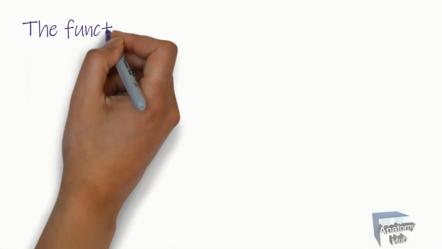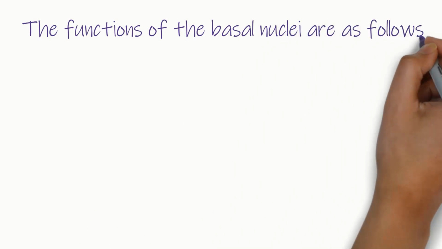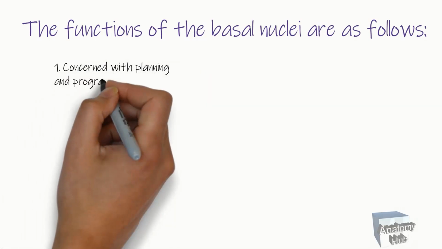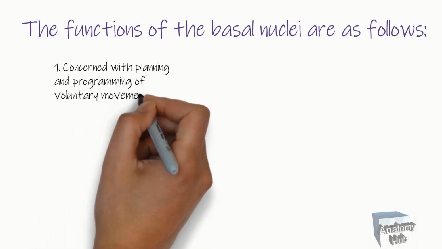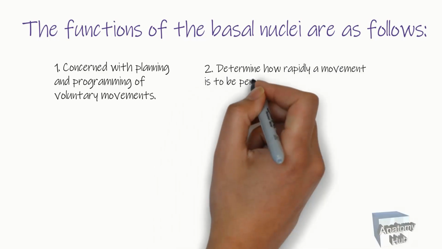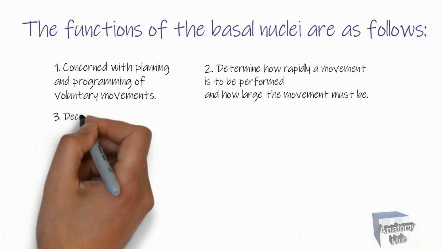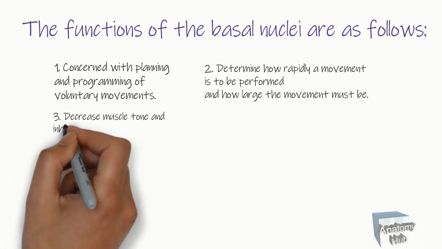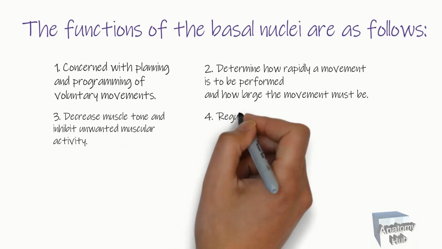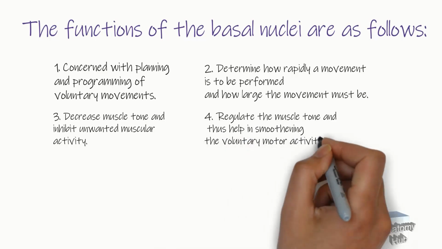The functions of the basal nuclei are as follows. (1) Concerned with planning and programming of voluntary movements. (2) Determine how rapidly a movement is to be performed, and how large the movement must be. (3) Decrease muscle tone and inhibit unwanted muscular activity. (4) Regulate the muscle tone and thus help in smooth handling of the voluntary motor activities of the body.